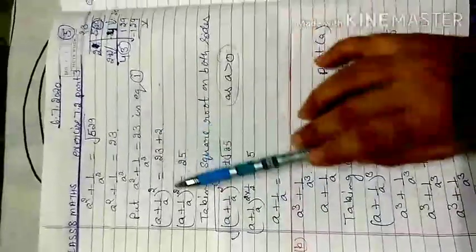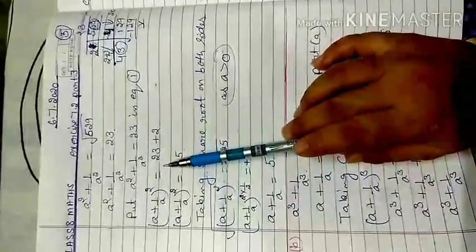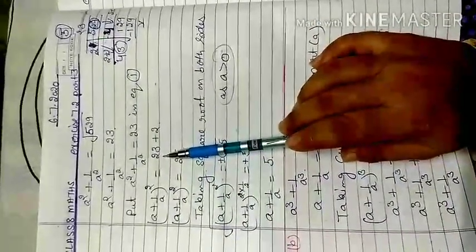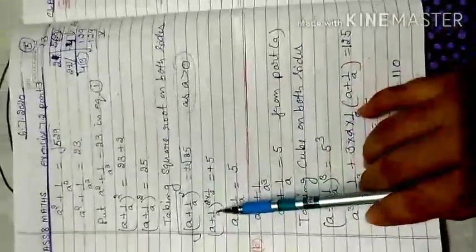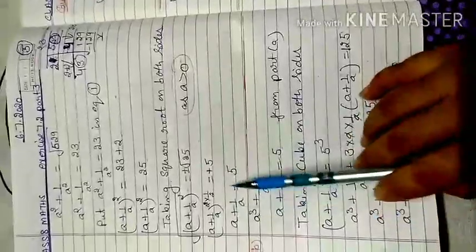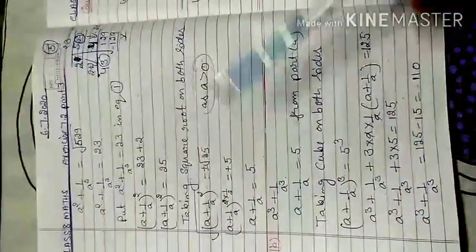So this 23 you have to substitute in your first equation in place of a square plus 1 by a square. 23 plus 2 gives me 25, and after the square root, the a plus 1 by a value is 5. So that is my required value.